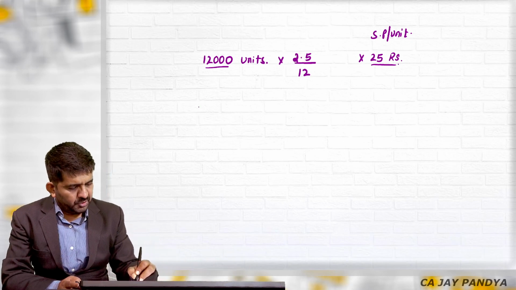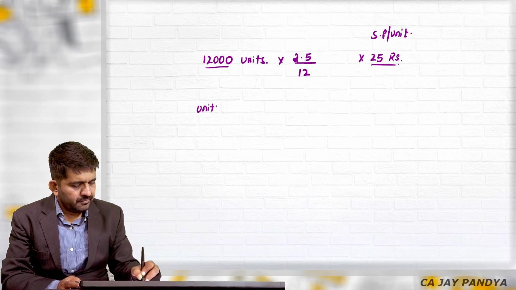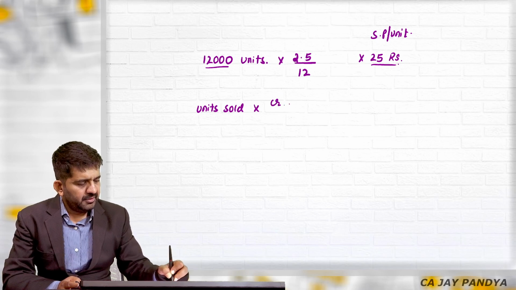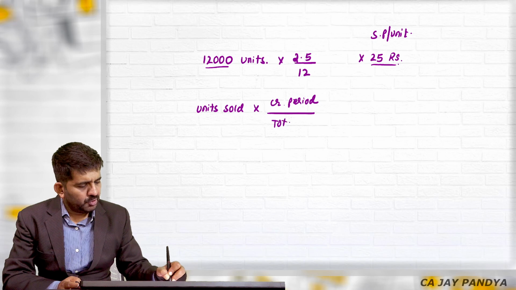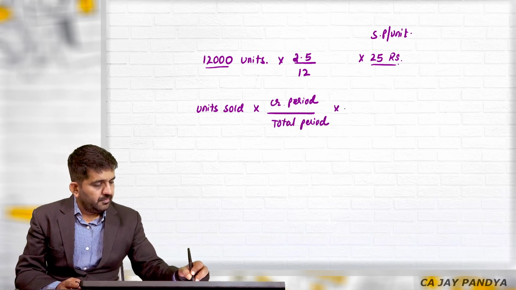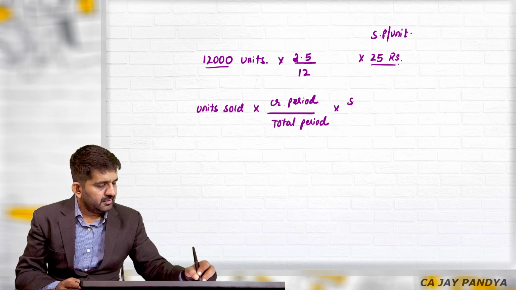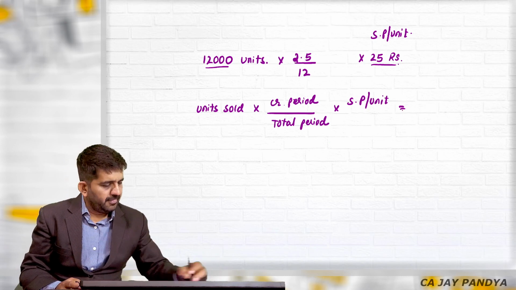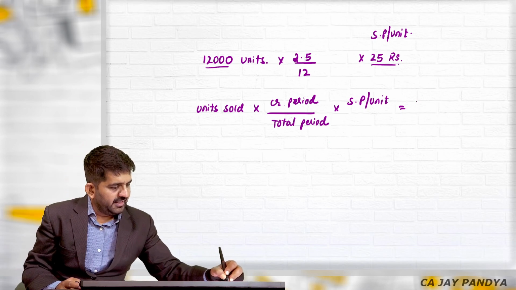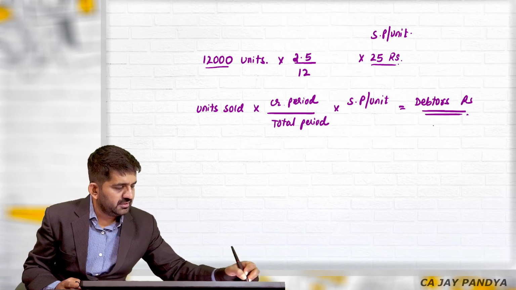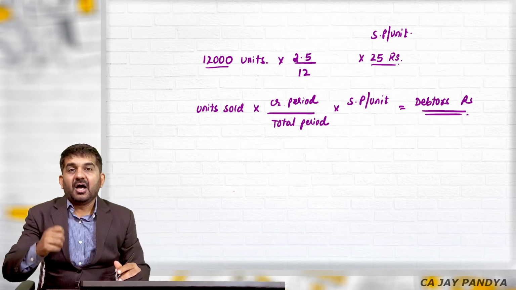What is 12,000 units? Units sold into 2.5 is the credit period, divided by total period, multiplied by selling price per unit. I will be getting debtors, believe me, in rupees. How? Please understand.